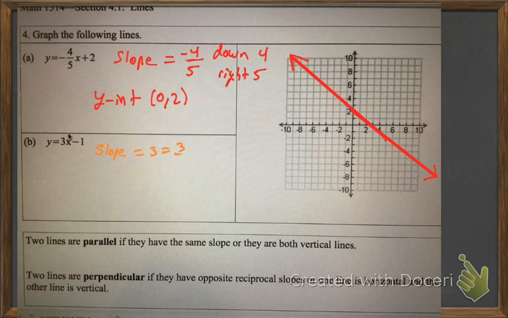And the slope is going to be 3. We can write that as a fraction of 3 over 1. So we're going to go up 3, and we're going to go to the right 1. Y-intercept is minus 1.